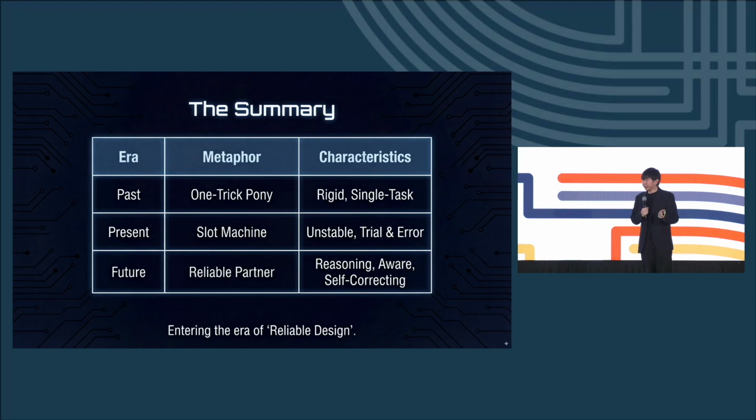And in the future, we would like to build a reliable partner. That means, as I've said, you can trust it without double-checking anything. You can assume that the work is done correctly. And it can do reasoning, it has self-awareness, and it can self-correct, and then you can trust it.